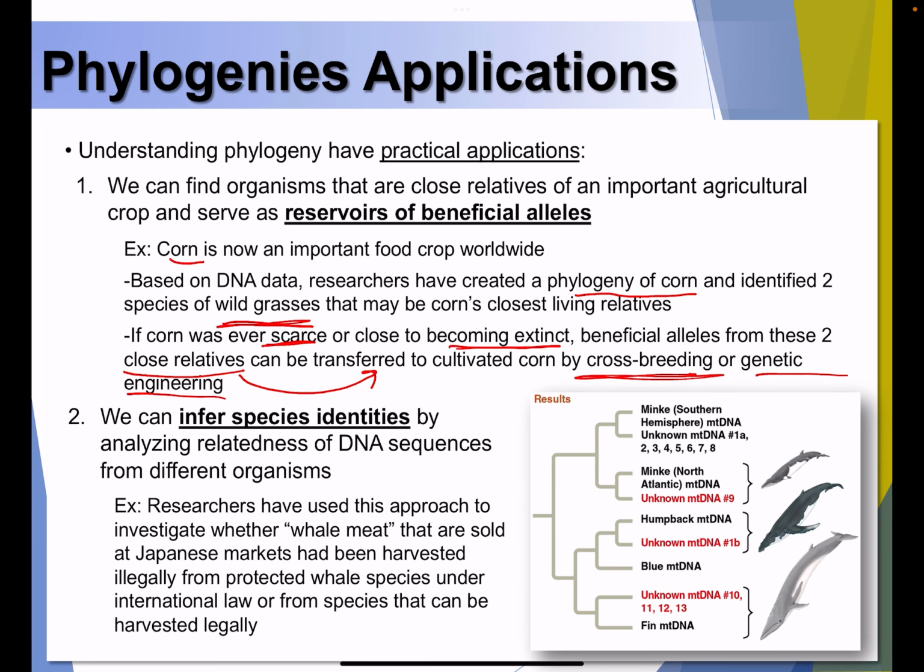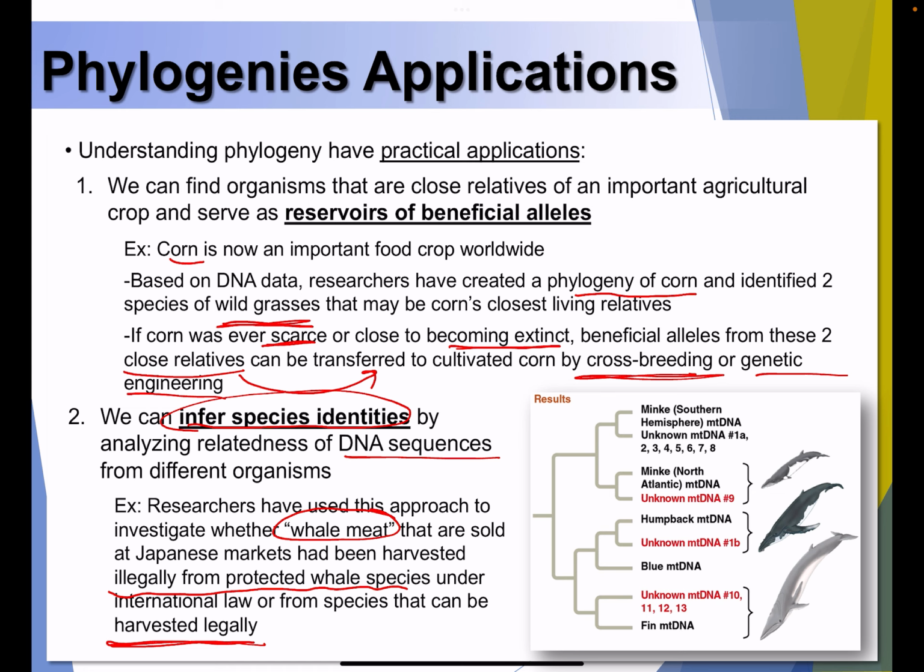All right, so another application is that we can infer species identities by analyzing relatedness of DNA sequences from different organisms. One example of this usage is that researchers have used this approach to investigate whether whale meat sold at Japanese markets has been harvested illegally from protected whale species, which are specifically protected under international laws, or whether this whale meat is actually from species that can be harvested legally? Because whatever whales are out there, who knows what they catch?